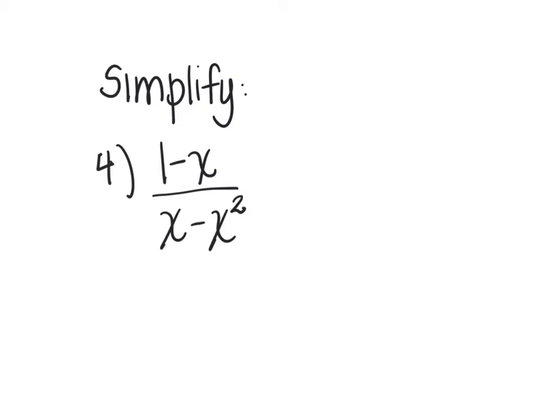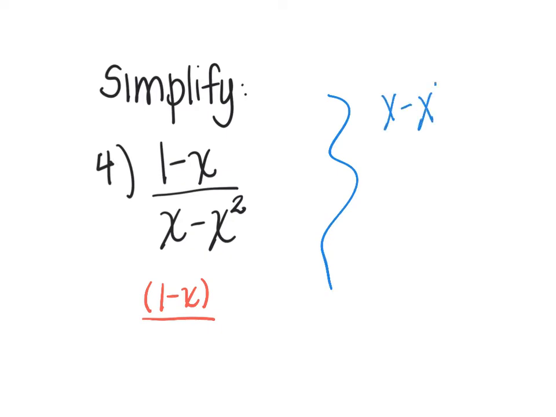So be careful that you don't think that you can just jump in and start canceling x's. The first step is to factor. When I look at my numerator, there's nothing to factor, so I'm just going to write it in the numerator space. Then I look at the denominator and ask myself, how would I factor this? Well, it's 2 terms, so the only ways that you can factor 2 terms right now are using a GCF or the difference of squares.